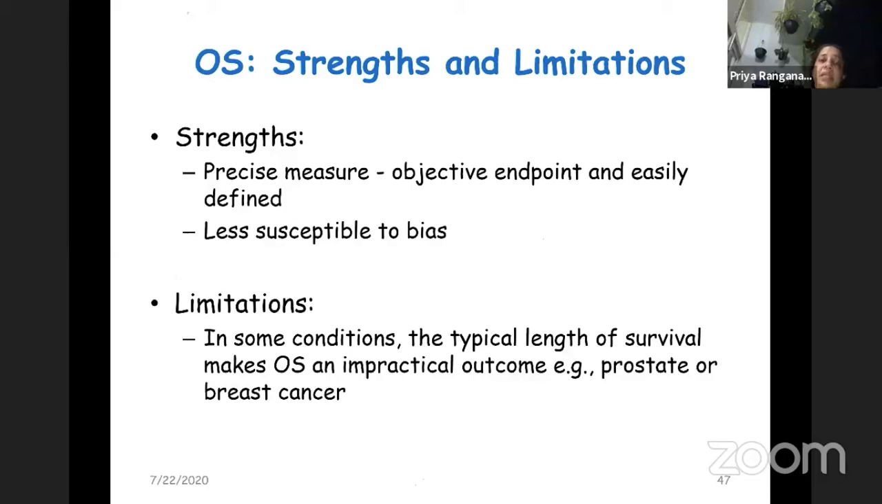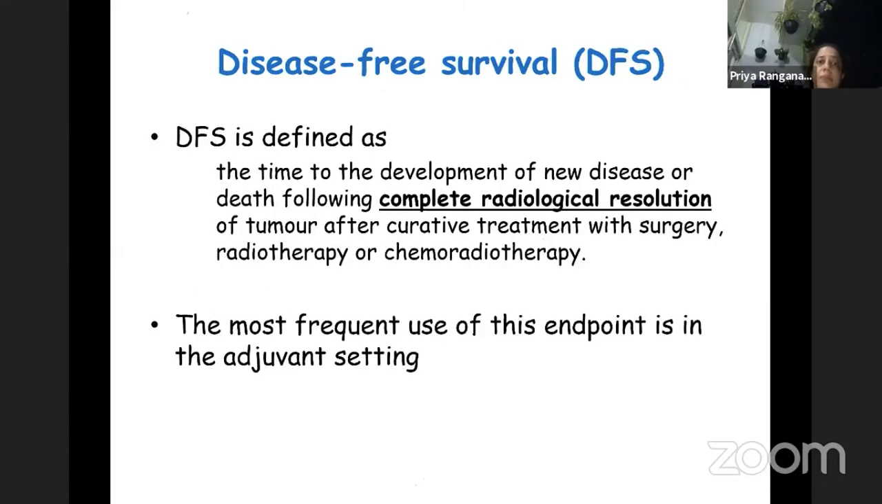The strengths and limitations of using overall survival: it's a very precise measure. It's an objective endpoint, right? You can either be dead or you can be alive. There's no in between. So it's less susceptible to bias. The problem, as we've already discussed, is that in some conditions, the typical length of survival makes OS an impractical outcome, right? So prostate cancers or breast cancers, where your follow-up is likely to be very long and your events are likely to be very few, using OS becomes a problem.